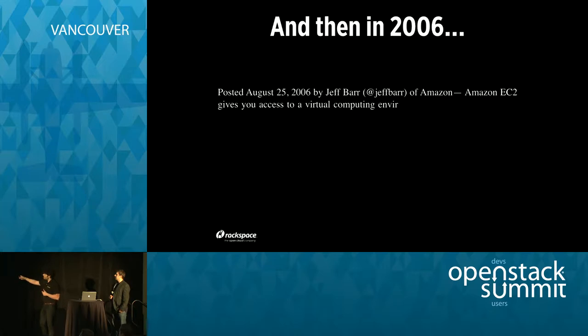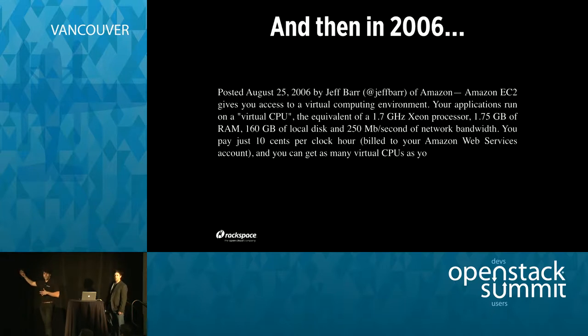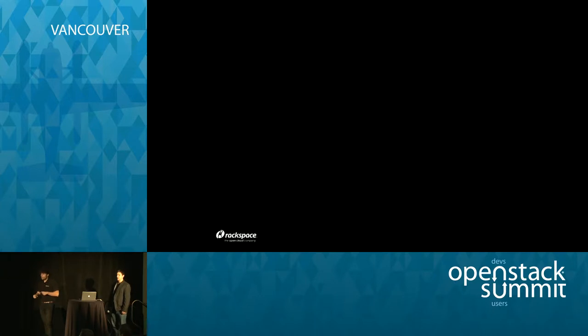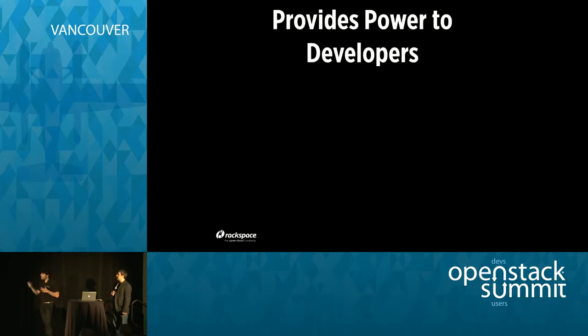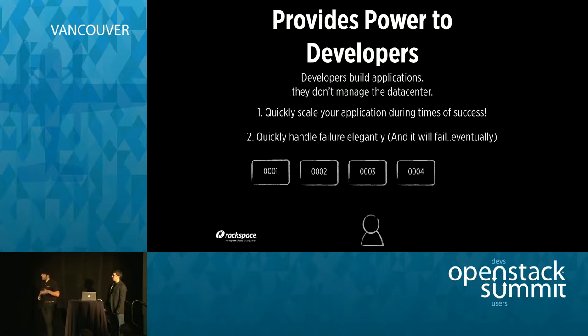I looked this up. This is from Jeff Barr from Amazon, when EC2 comes out. Those of you that know about Amazon know about EC2. This changed the game, right? Because you have a credit card on file, you're a kid in the basement, and this really provides power to developers. You can build your next hit, your next app on this thing. You have unlimited resources. So developers build applications, they don't manage the data centers. You can quickly scale your application during times of success, spin up as many instances as you want, and handle failure elegantly as things fail. So this totally changes everything.